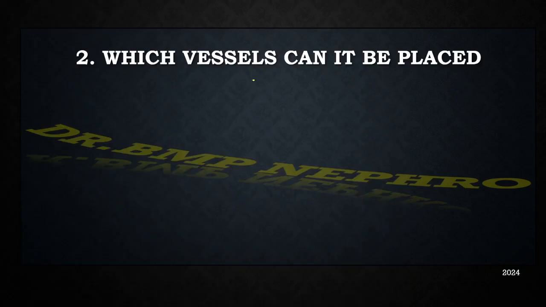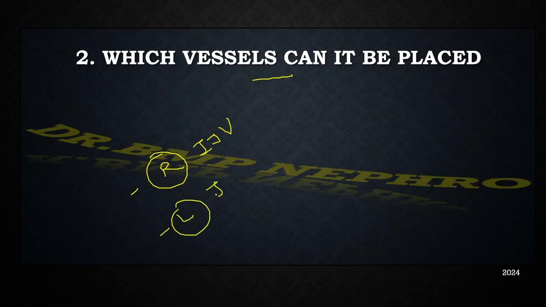Which vessel can it be placed? The preferred vessel is the right-sided internal jugular vein. Apart from this, it can be placed in the left internal jugular vein, femoral vein, both right and left side, and very rarely in the inferior vena cava through the translumbar route. Which vessel to be preferred varies from patient to patient. In a standard clinical situation, ideally we prefer the right internal jugular vein.